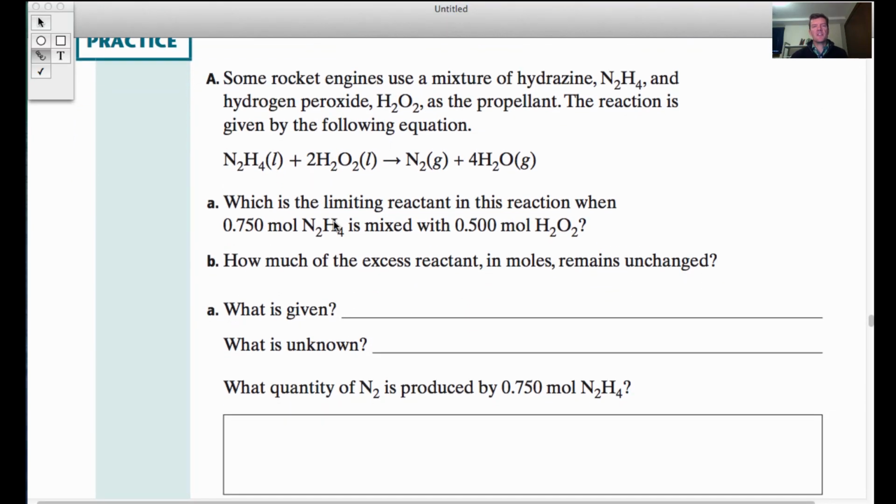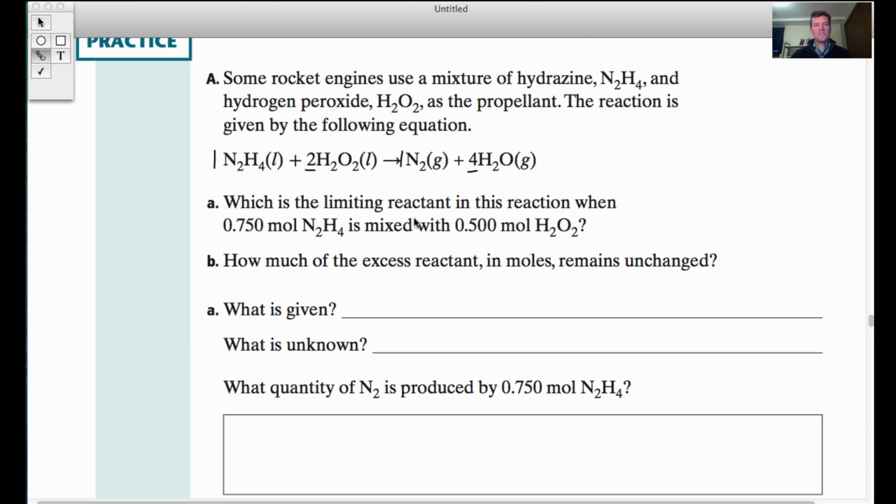Okay, let's look at another one here. This looks like it is balanced at first glance. Yep, we are balanced here. We're in a 1 to 2 to 1 to 4 ratio. Okay, let's do a couple things with this.